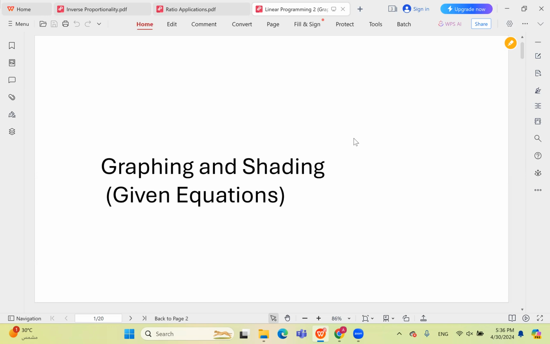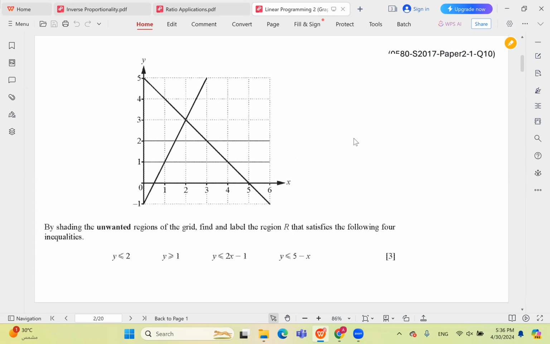So we're given the equations and we are required to graph the line or at least shade the regions according to the inequalities. By shading the unwanted regions of the grid, find and label region R that satisfies the following four inequalities. y is less than or equal to 2. So which line corresponds to y is less than or equal to 2?